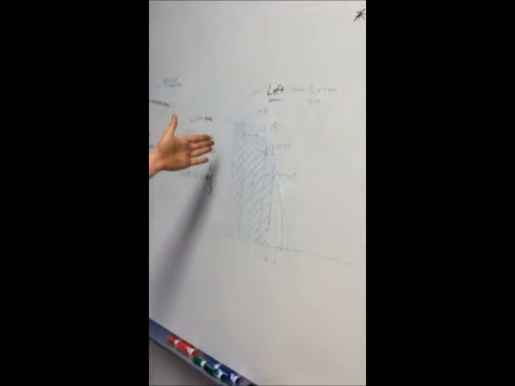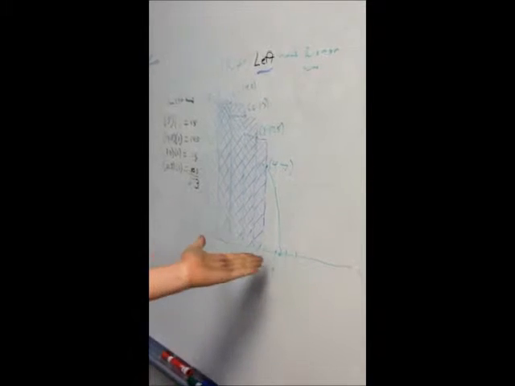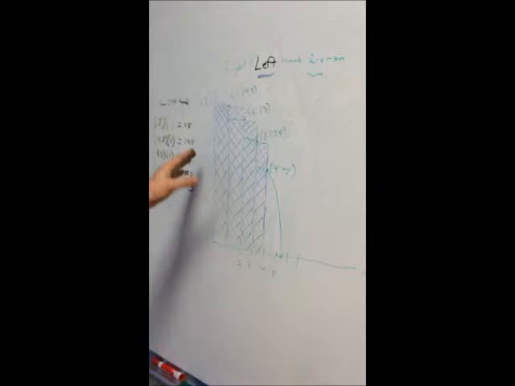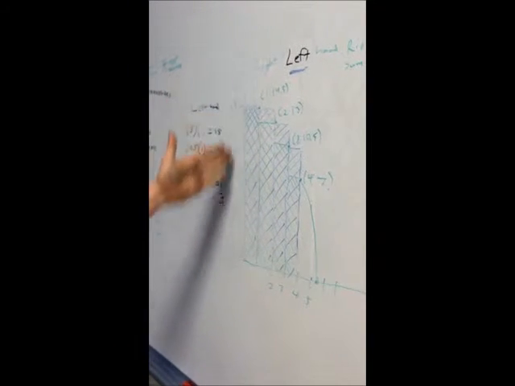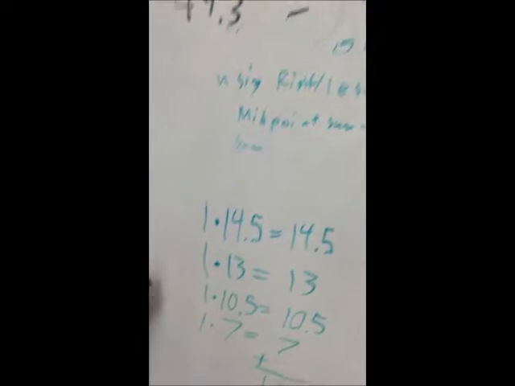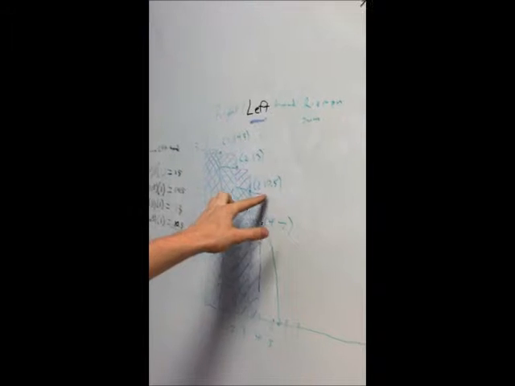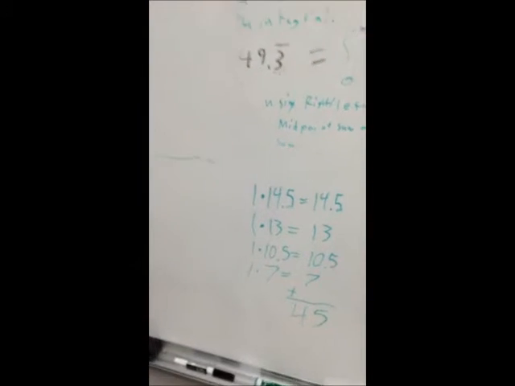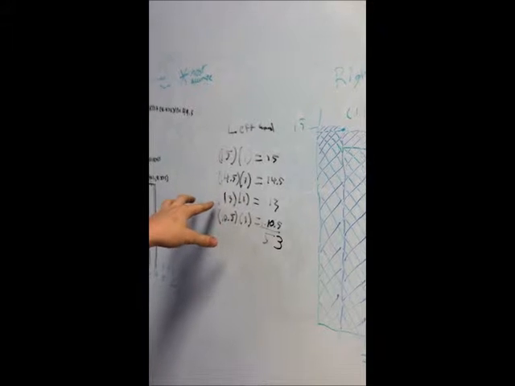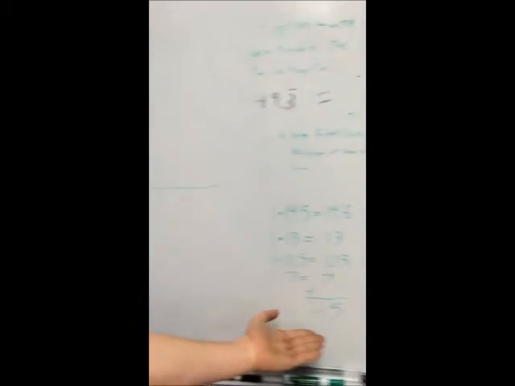For right and left hand Riemann sums, you're just calculating the area of the equal rectangles since we're using equal subintervals. So you just take the height times the base, and the base for all of them will be 1, as you can see here. And the height for this one, this is right hand, is 14.5, 13, 10.5, and 7. And for left hand, it's the height of 15, 14.5, 13, and 10.5. And once you add them all up, you get 53 and 45.